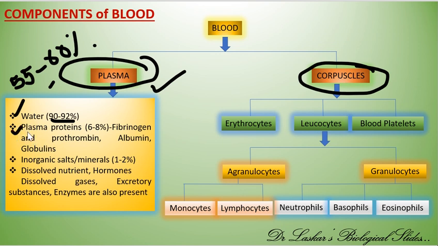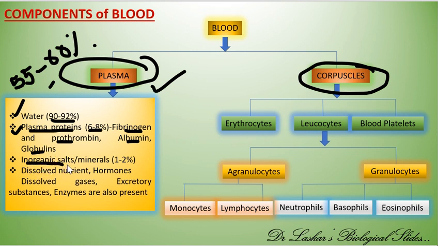Plasma proteins or serum proteins constitute 6 to 8% of plasma. Important plasma proteins are fibrinogen and prothrombin, which are essential for blood clotting; albumin or serum albumin for maintaining osmotic pressure of plasma; and globulins, where gamma globulins or immunoglobulins act as antibodies and are associated with the body's defense mechanism.